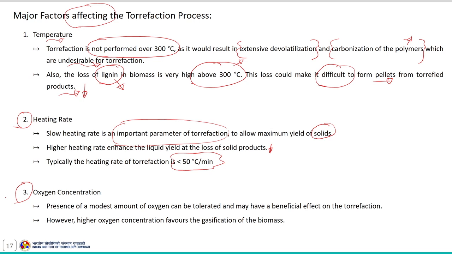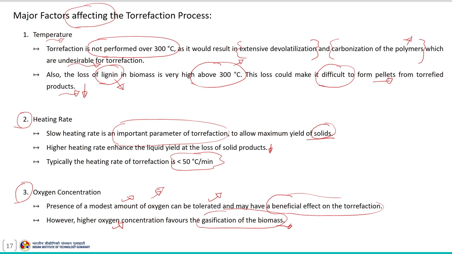Oxygen concentration is also one of the important factors in the torrefaction process, because the presence of a modest amount of oxygen can be tolerated in the torrefaction process and may have a beneficial effect as well. But if the amount of oxygen becomes relatively high, then it favors the gasification of the biomass, because as we know, if the oxygen content goes on increasing during the torrefaction process, then eventually it may lead to the gasification of the biomass.